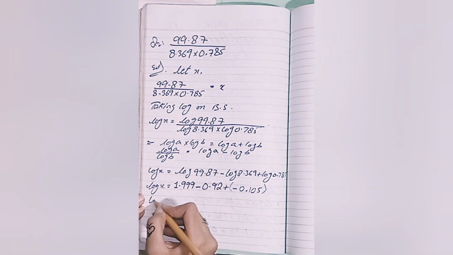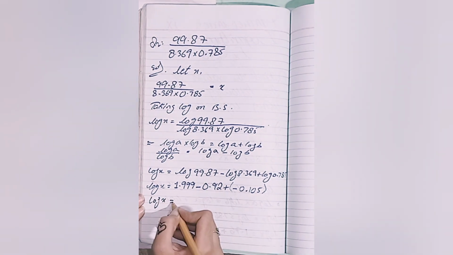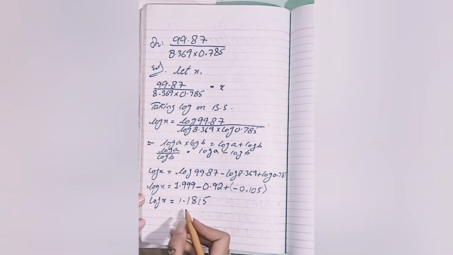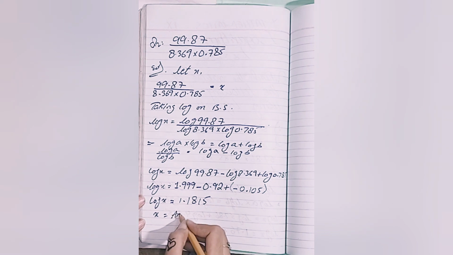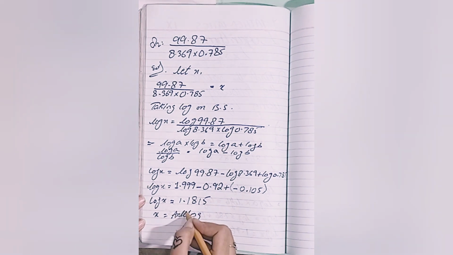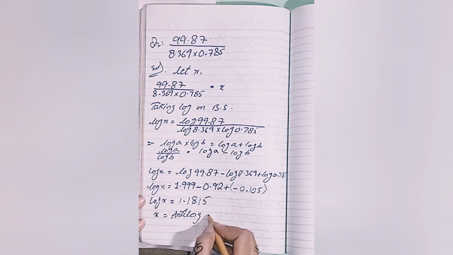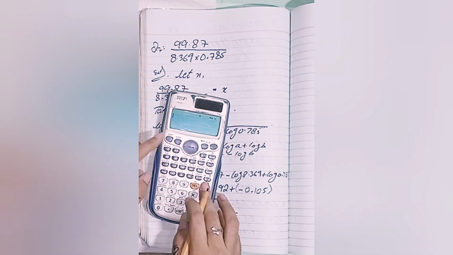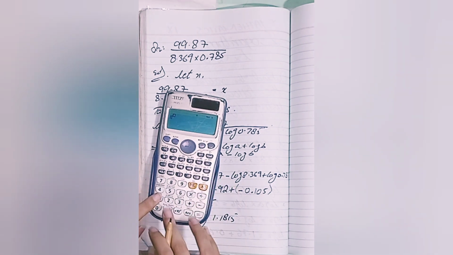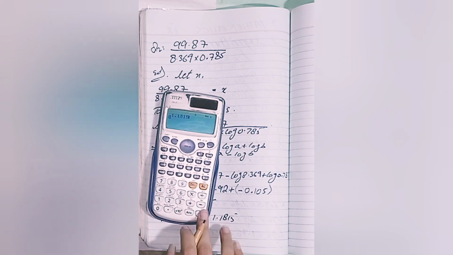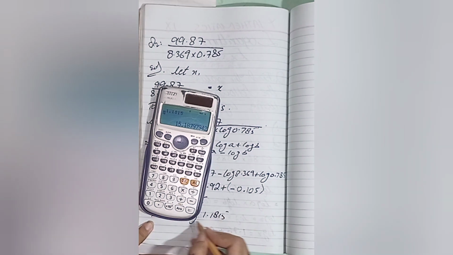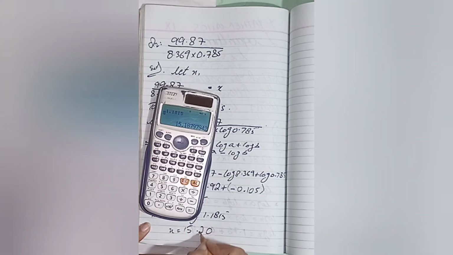After simplification, we got 1.1815. Then x is equal to anti-log 1.1815. So shift log 1.1815 is 15.18. So we also write it like 15.20.